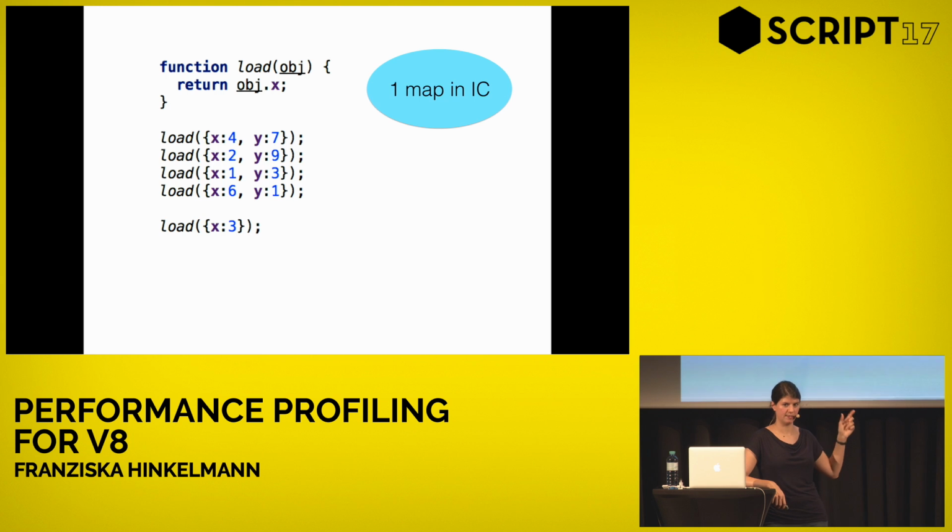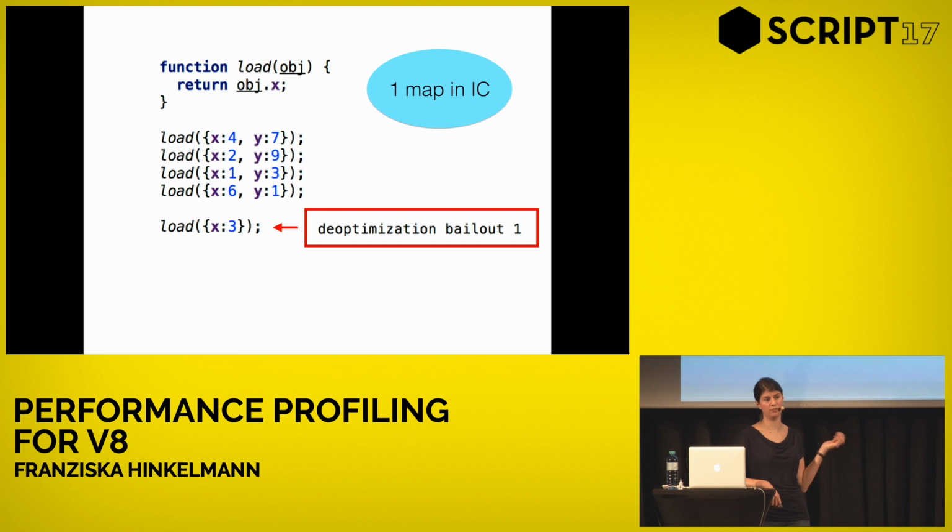So we have this example. We run the function a few times. The cache is filling up. It's in monomorphic state. Now the optimizing compiler decides this is a hot function. Let's optimize load. It's writing out this machine code by using the information that was in the cache. And now we come again and we call load with a completely different looking object. So what's happening now, unfortunately, is this will cause us to deoptimize.